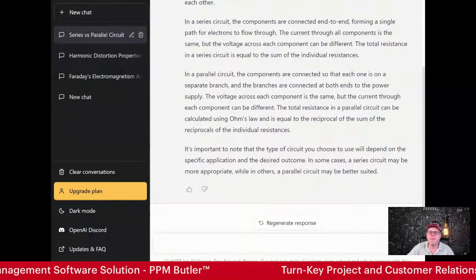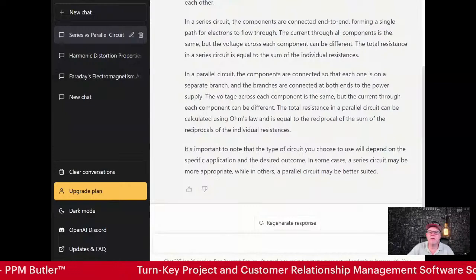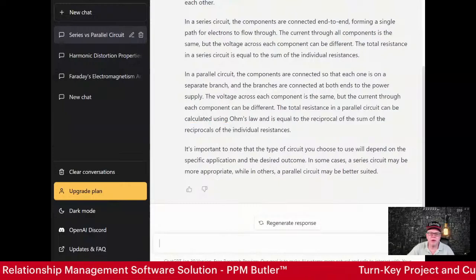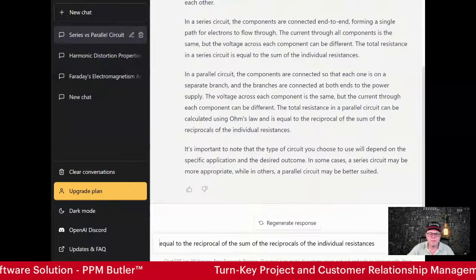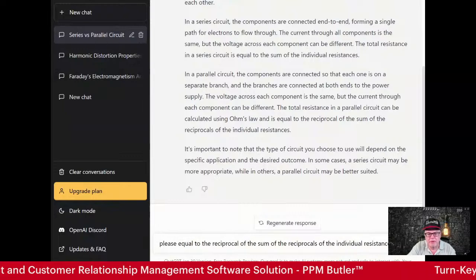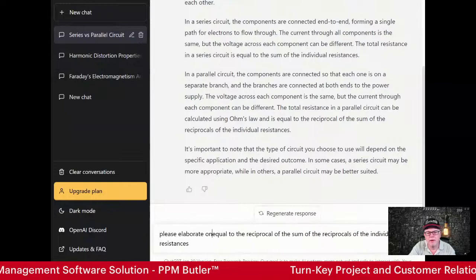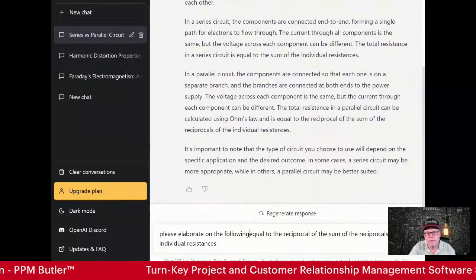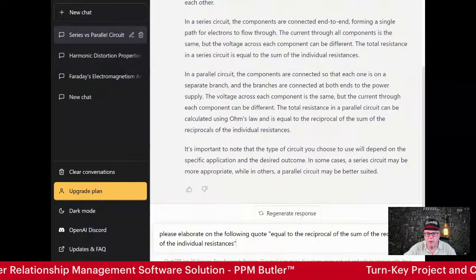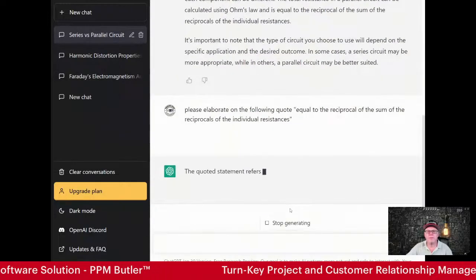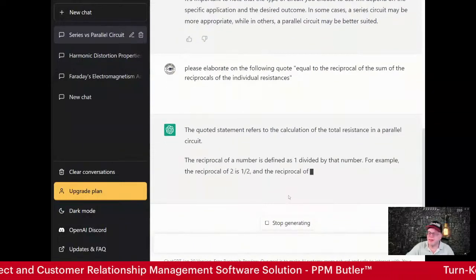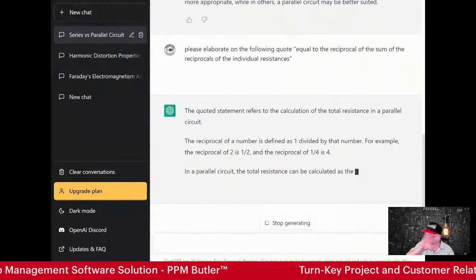So let's see here. Let's say you were to take this, and I'm going to copy it, go down here and paste it in here. It says, please elaborate on the following quote. Now I'm just testing some stuff here. I want to see what it does if I put quotes in there. All right, it says the quoted statement refers. That's so neat. It found the quote.